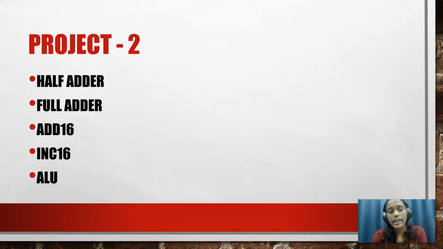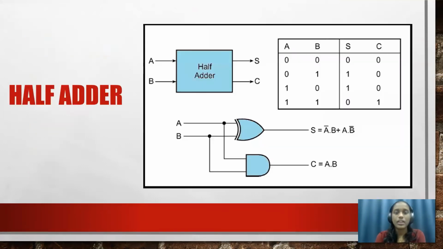So here we're going to see half adder, full adder, add 16, increment 16, and ALU, which is the arithmetic logic unit, of course. So half adder, this is the truth table. We have the sum and the carry here, 2 inputs. We'll be adding this. And so we're going to use an XOR gate and an AND gate, and we're going to get the answer.